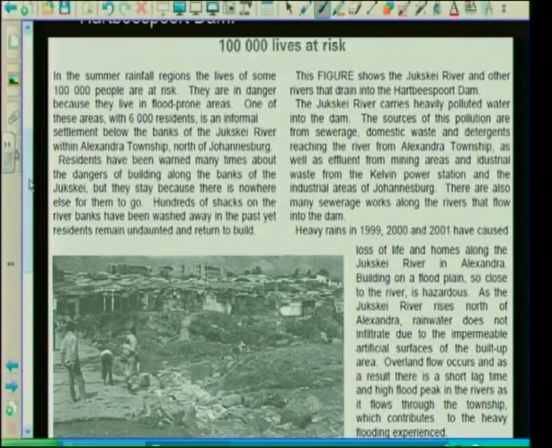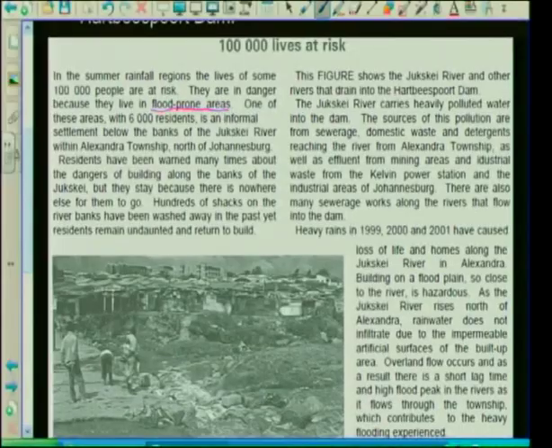And it starts by saying, in the summer rainfall regions, the lives of some 100,000 people are at risk. They are in danger because they live in flood-prone areas. Remember, a flood is an excess amount of water that does not stay within the river channel and instead, it overflows its banks and can cause danger to many people.